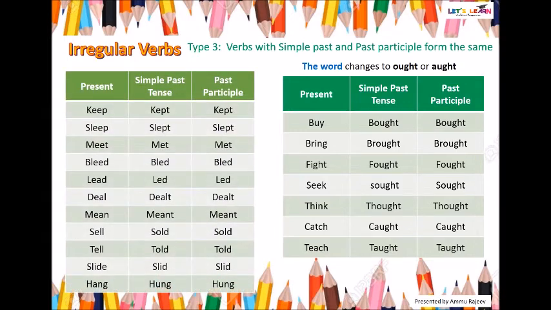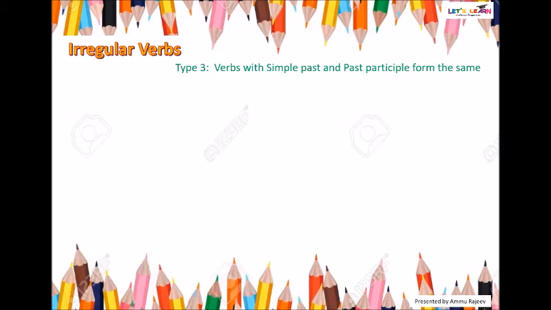Here is the next set of irregular verbs with the past and the past participle form the same. Can you notice the pattern in every adjacent word? Let's take a look at the next set of irregular verbs with the same type of simple past and past participle form.